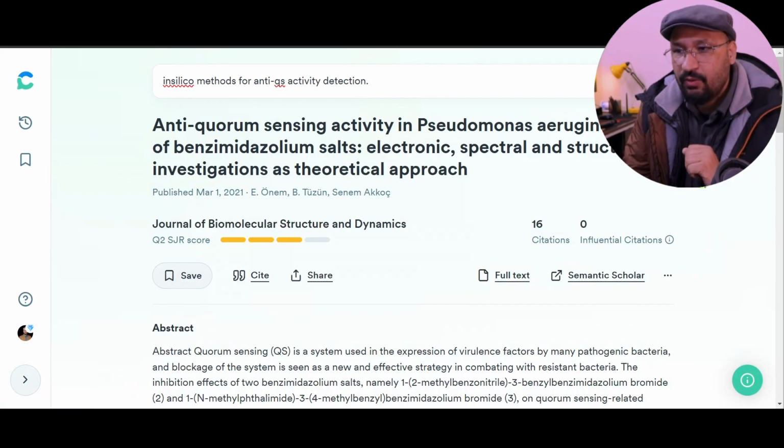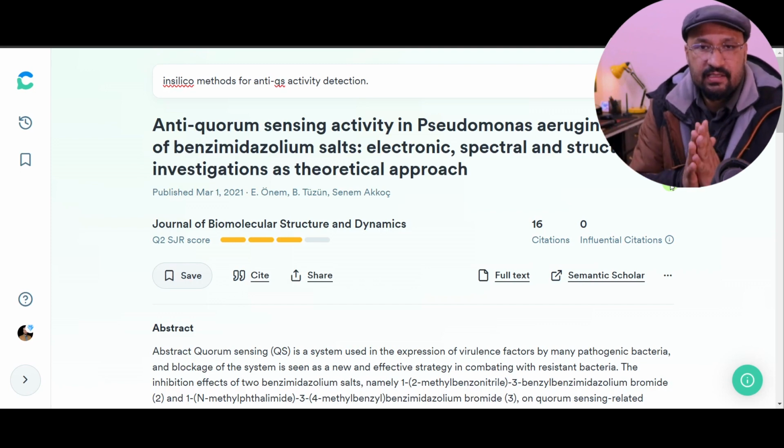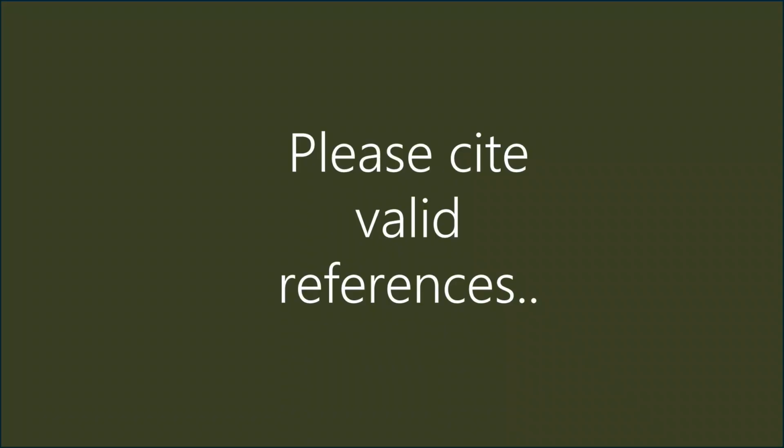Without references, you are going to commit a very serious crime when you write a research project or any other document related to research. So please cite valid references, and cite updated references. That is going to help you a lot, because reviewers are going to look for those references.